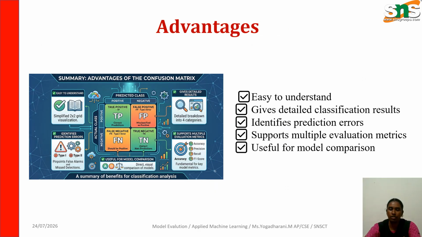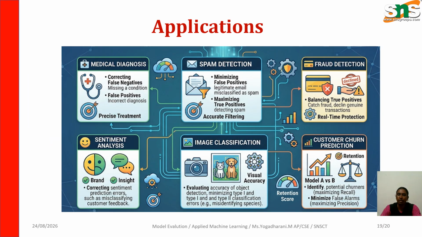And the advantages of today's session: we are seeing about the confusion matrix, right? It is easy to understand, it gives detailed results, it identifies the error, it supports multiple matrices like accuracy, precision, recall, F1 score, and it helps compare models. And these are the common applications of machine learning where we also use confusion matrices.